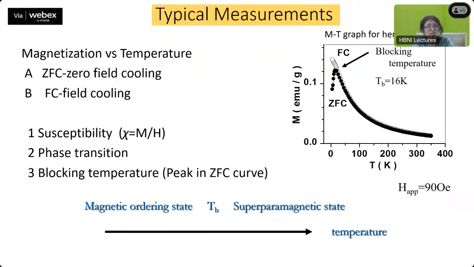When you're looking into magnetic materials and nanomaterials, this is a very important study which we do, known as magnetization versus temperature. Here this curve is known as the zero field cooling, ZFC, and you have FC, which is the field cooling. You are plotting your magnetization versus your temperature. What you see is the FC and the ZFC. There is a particular point where the ZFC curve shows an inflection, and this particular point is nothing but your blocking temperature.